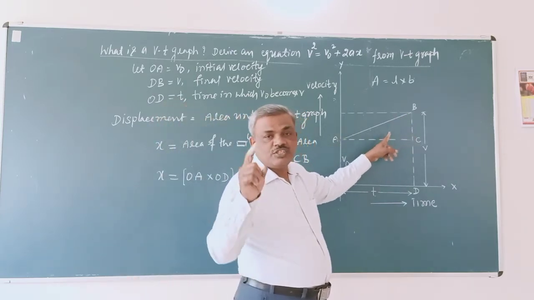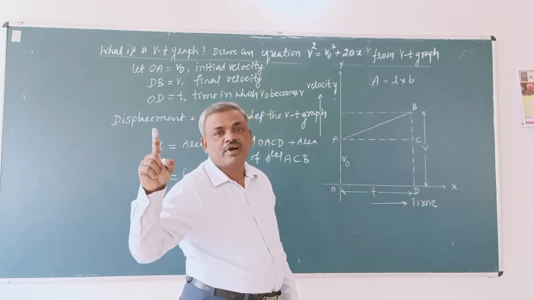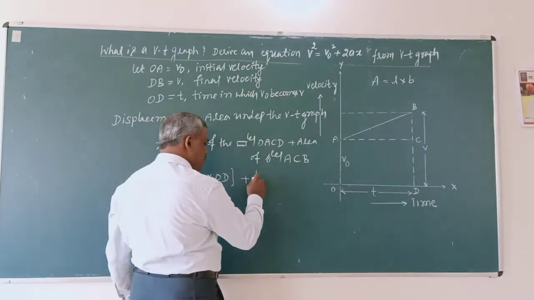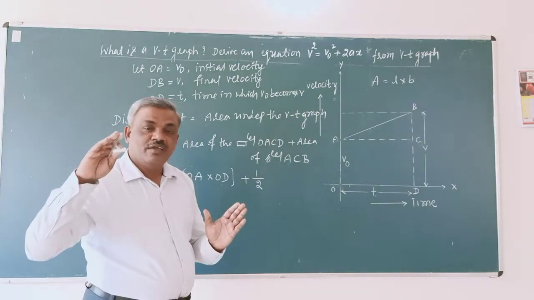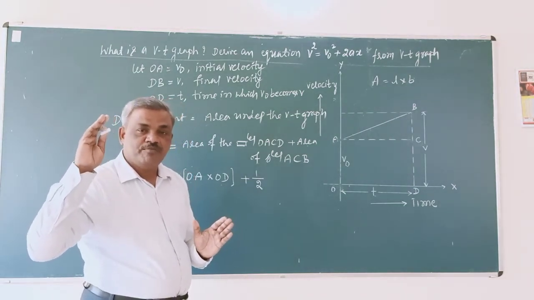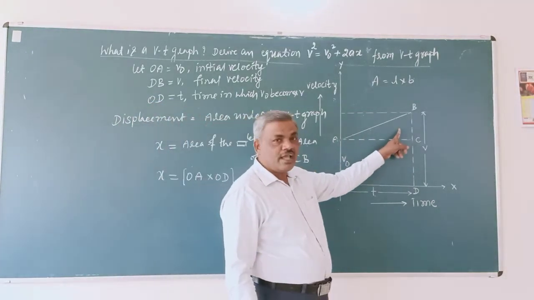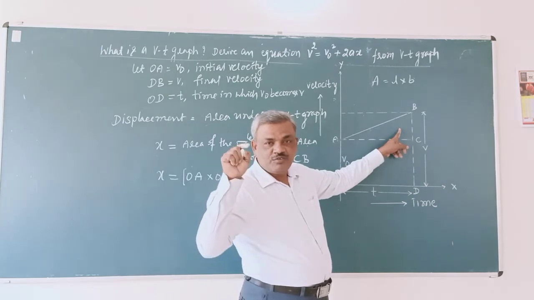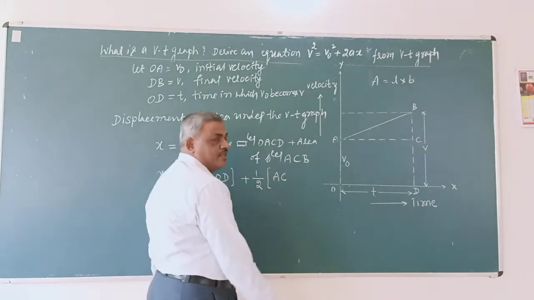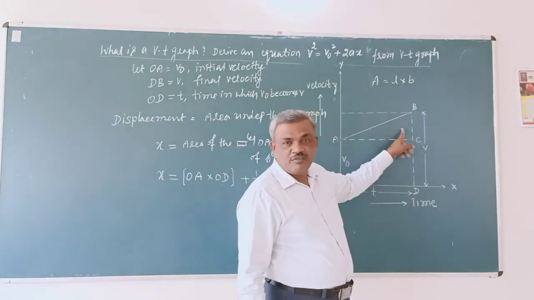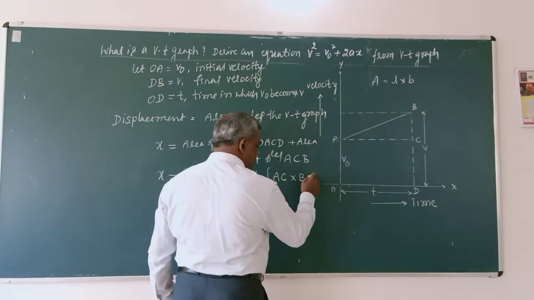So area of the triangle ACB. Now 10th standard mathematics: area of the triangle equal to 1 by 2 into base into height. Where does 1 by 2 come from? In the mathematical formula, area of the triangle equal to half base into height. In this triangle, which is the base? AC. So AC is the base, into height. In this triangle, which is the height? BC or CB.